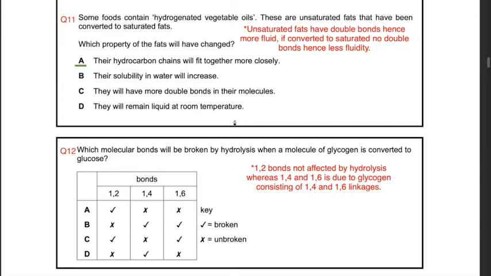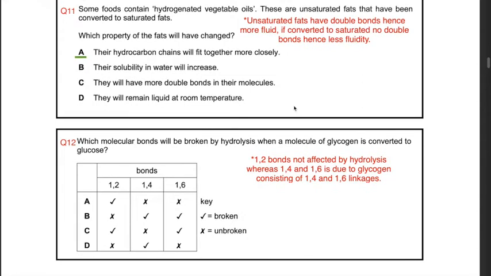Let's look at B. Their solubility in water will increase. That is incorrect. Since the fluidity decreases, the solubility in water can't increase. C. They will have more double bonds in their molecules. That is incorrect because unsaturated has double bonds whereas saturated doesn't have double bonds. Therefore, it cannot have more double bonds. Hence, C is incorrect. D. They will remain liquid at room temperature. Only the presence of double bonds will cause it to be more fluid, hence remain liquid at room temperature. However, if they are changed to saturated fats where there are no double bonds, hence less fluidity, they will become solids at room temperature, not liquids. Therefore, D is again incorrect, leaving us with the answer being A.